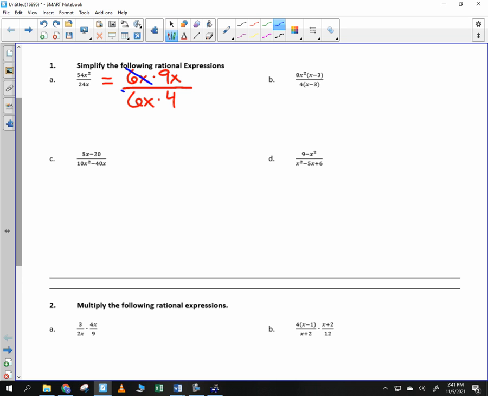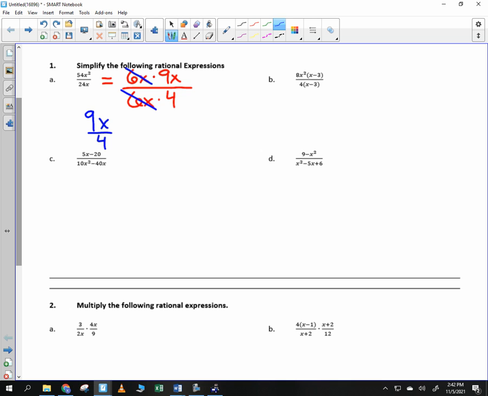This cancels, and that cancels, because 6x divided by 6x is just 1. So that's why we can make it go away. So you have 9x over 4. That's my final answer. Notice in the next part, we do have some addition and subtraction.